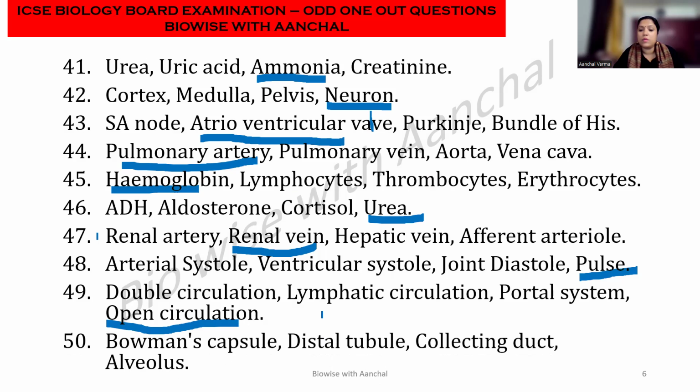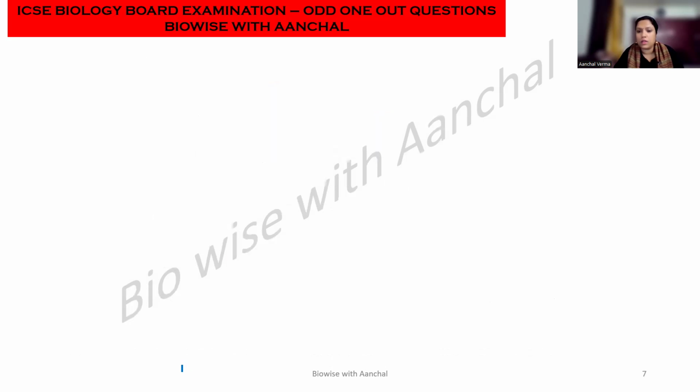Bowman's capsule, distal tubule, collecting tubule, and alveolus. Alveolus is the part of lungs. Okay, alveolus is the odd one out, it is a part of lungs, and the rest are all parts of nephron.